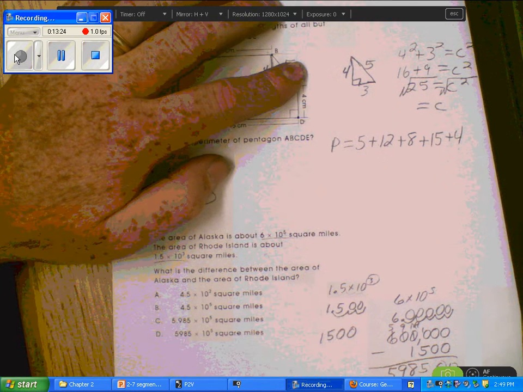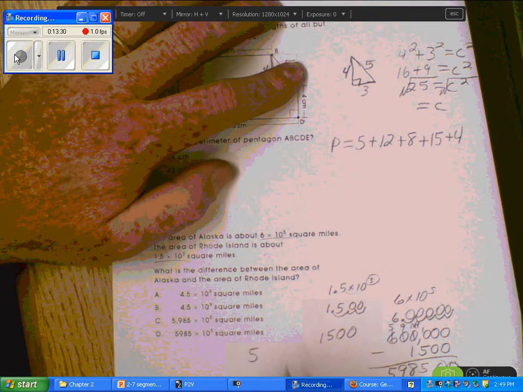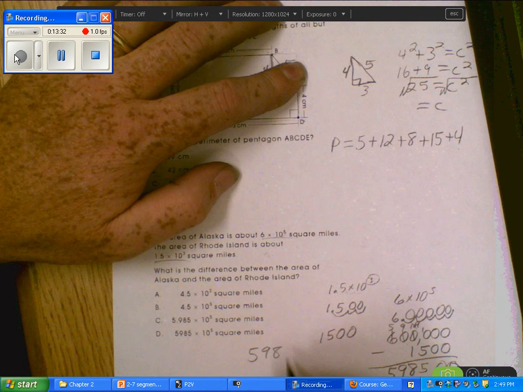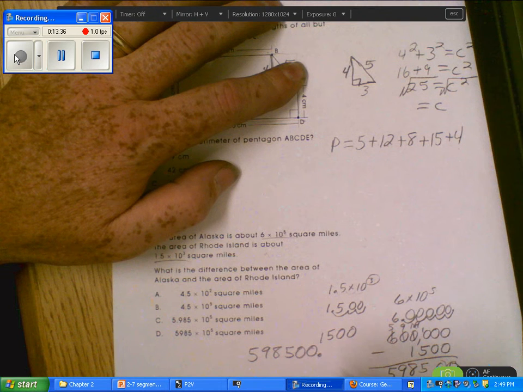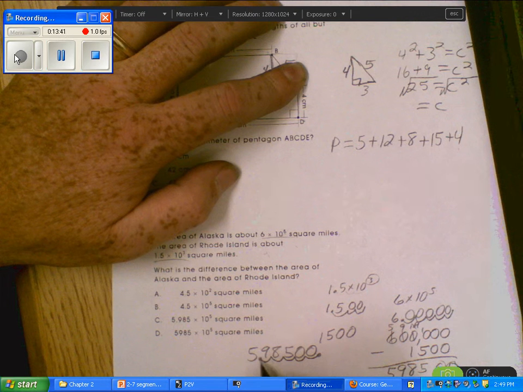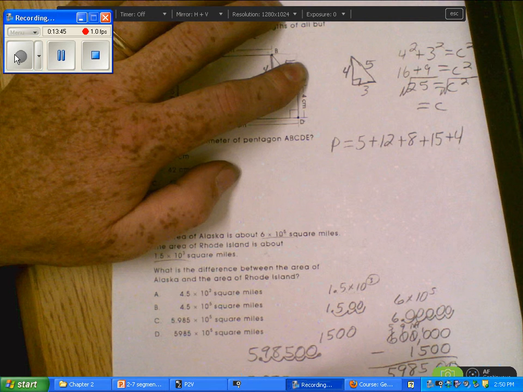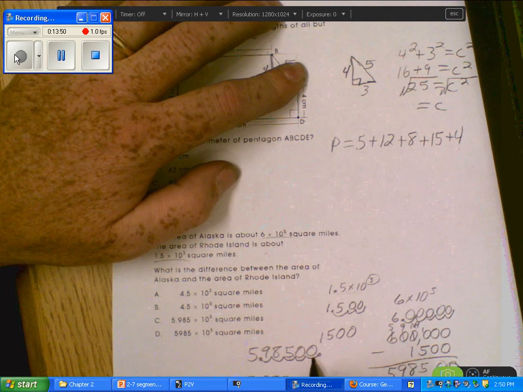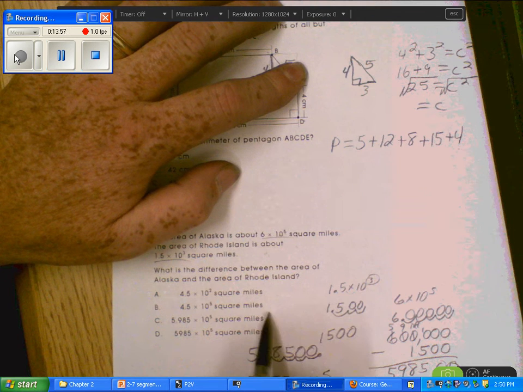Now they give us the answer in scientific notation, so we have this answer, 598,500. We want to change that into scientific notation, so we want to move the decimal over till there's only one number in front of it. So 5.985, we can drop the zeros, times 10, and we count how many places we move the decimal. 1, 2, 3, 4, 5, means 10 to the 5th. And let's see, it'll be this one right here, letter C.